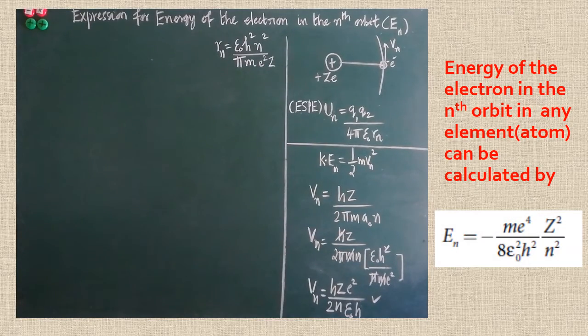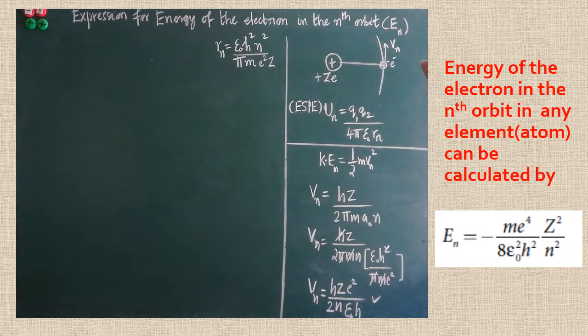Now we are going to derive the expression for the energy of the electron in the nth orbit. When an electron revolves in an orbit, it possesses some energy. That energy is called En. When electrons revolve in different orbits, they possess different amounts of energy. The energy of the first orbit electron is different from the energy of the second orbit electron. So, to calculate the energy of an electron in any orbit, we have to derive an expression.